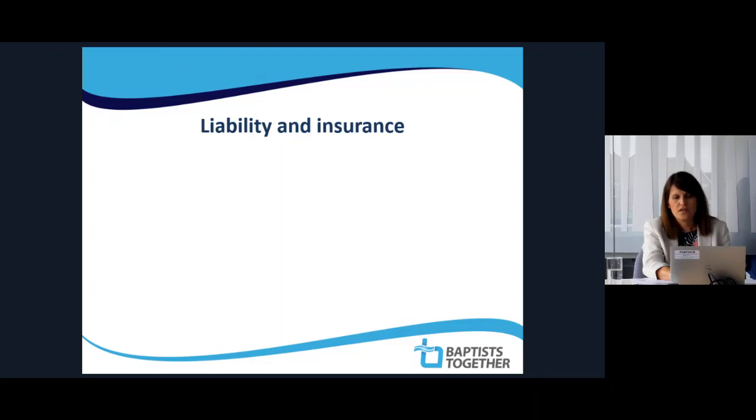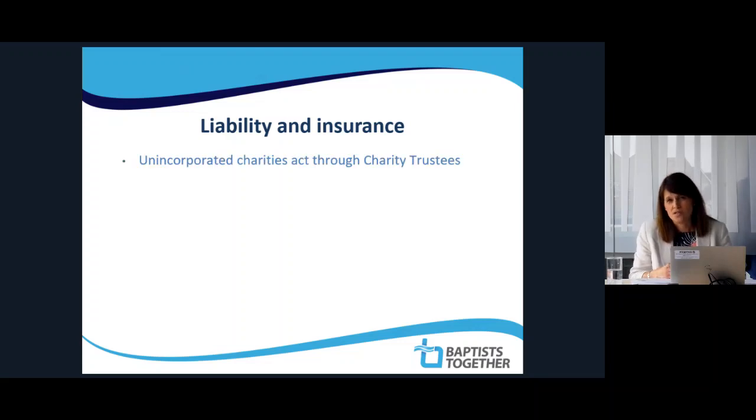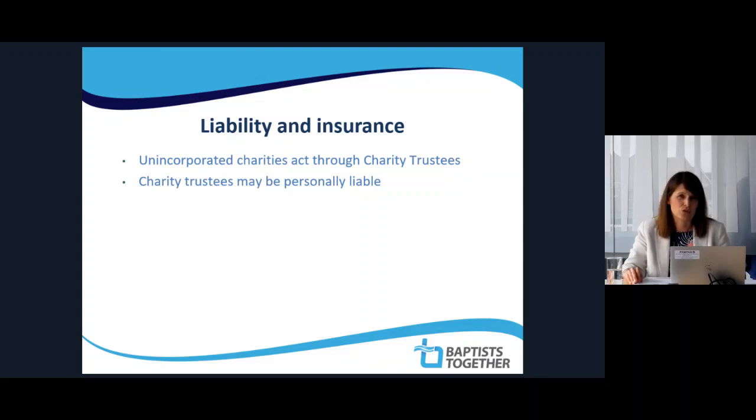So moving on to liability and insurance, and these are issues that often are a concern for churches, so I thought that I would touch on them today. You are probably aware that the vast majority of our Baptist churches are still unincorporated church charities, and this means that they don't have a legal status in their own right. The church cannot enter into contracts in the name of the church. It has to act through its church charity trustees. But this, of course, means that charity trustees can be held personally liable for some of the arrangements that are in place, or for a breach of trust, or if a third-party contract were to go wrong and someone may try to sue the church, then who would they sue? In a situation where the church charity is unincorporated, they would unfortunately have to sue the charity trustees.